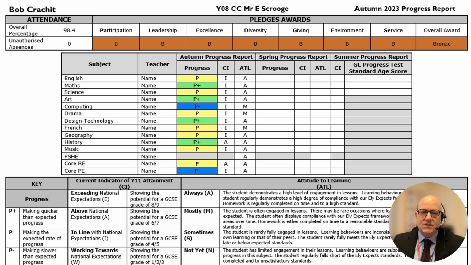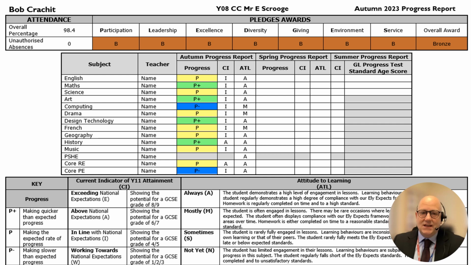What you can also see are these columns here where it says progress. Now, a P plus means that that child is making greater than expected progress. We've got really high target grades and really high aspirations of students, so you shouldn't really see many P pluses. But for this child to have 4 in these subjects, they're obviously doing super well.